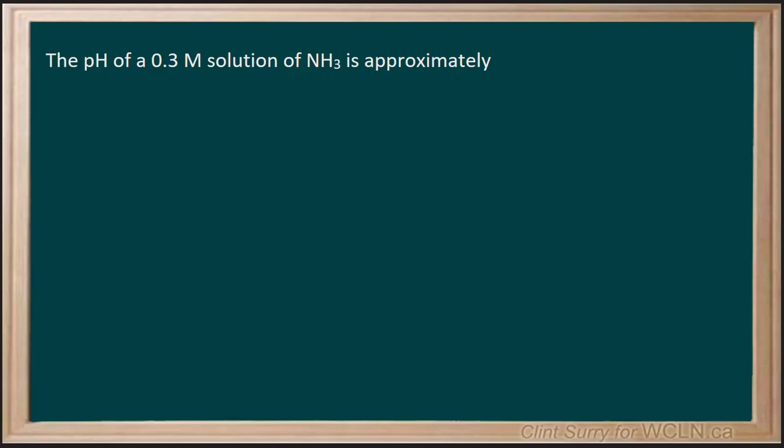In this question, we're trying to determine the approximate pH of a 0.3 molar ammonia solution. We know ammonia will be behaving as a base. So NH3 plus water results in ammonium ion and hydroxide ions. To get the pH, we know this is a weak base, so we're going to have to consider Kb.